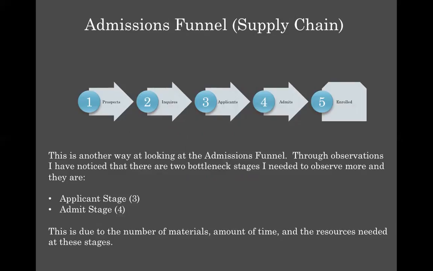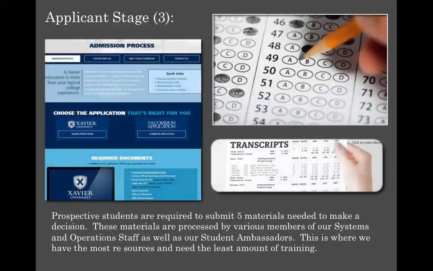And as I dug into these stages further, I quickly realized that these two stages, in particular 3 and 4, both had their own supply chains within the overall admissions funnel supply chain that caused them to take a little longer and need more resources. So starting there, I decided to dive into these two stages. So first, I took a look at the applicant stage.